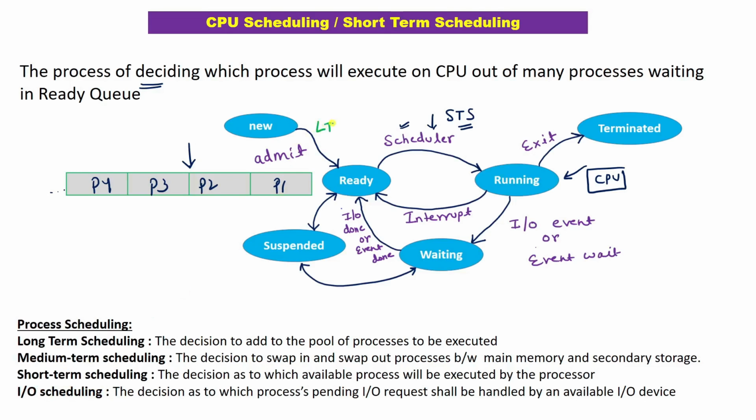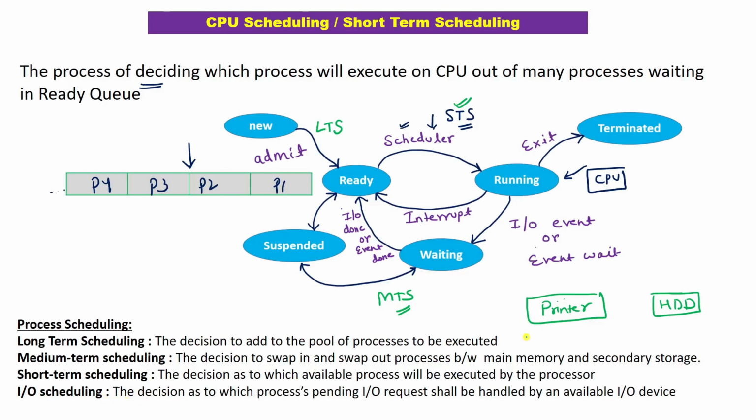Long-term scheduling means the long-term scheduler works here. The long-term scheduler will decide which process should be taken from the new state, from the job pool, to the ready queue. This is called long-term scheduling. Medium-term scheduling decides which process should be selected from the waiting queue to be put in the suspend state, or from the suspend state, which process should be put back in the waiting queue. Here the medium-term scheduler comes, as I already told you in the previous video. Short-term scheduling, I have just told you.